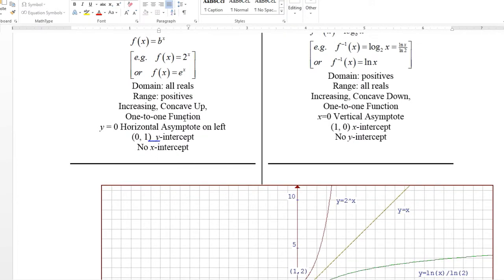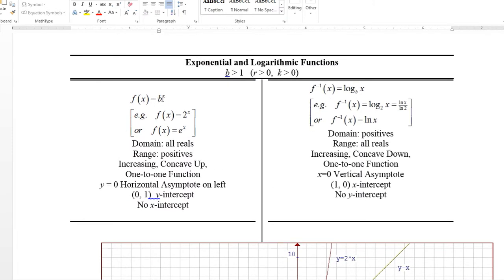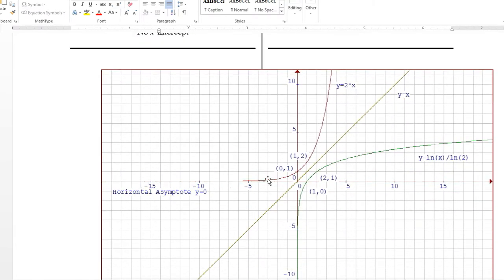Since it's increasing, that makes it 1 to 1. A horizontal asymptote is y equals 0 on the left, so you take the limit of this as x goes to negative infinity, and you get 0. Limit as x goes to positive infinity is infinity. 0, 1 is this particular point on there, the y-intercept. It doesn't have an x-intercept, and so here it looks like this. This is 2 to the x. So notice it has 0, 1, 1, 2, 2, 4, 3, 8, negative 1, 1/2.